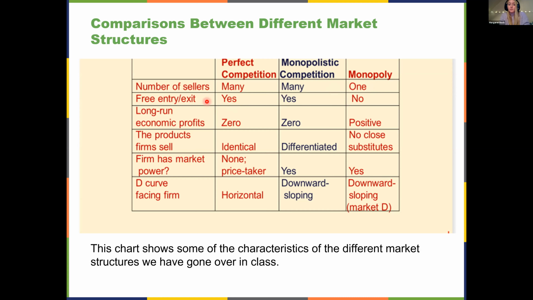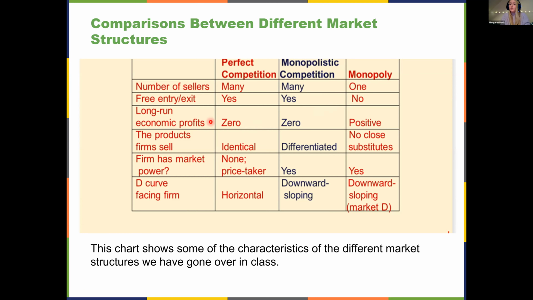In monopolistic competition, just like perfect competition, there are free entry and exit of firms. This will be important in the next video when we talk about the long run outcomes of firms that exist in the monopolistic competition type market structure. So far, number of sellers and free entry and exit are exactly the same as perfect competition.